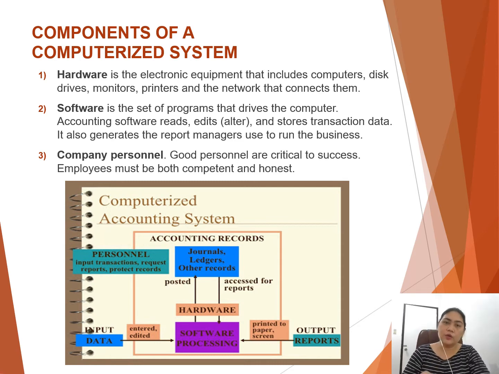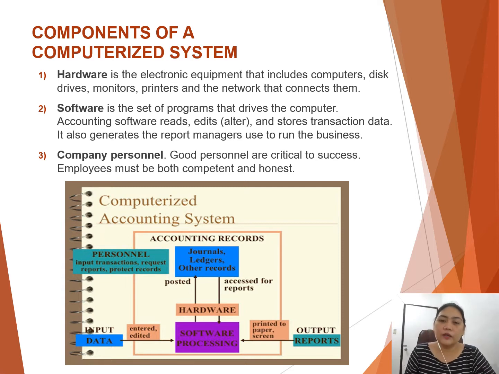And then the second one is the software, which is the set of programs that drives the computer. It also includes the accounting software wherein it reads, edits, and stores transaction data. And from the system, we can also generate the reports that are needed by the managers in order to run the business. And then the third one is the company personnel.